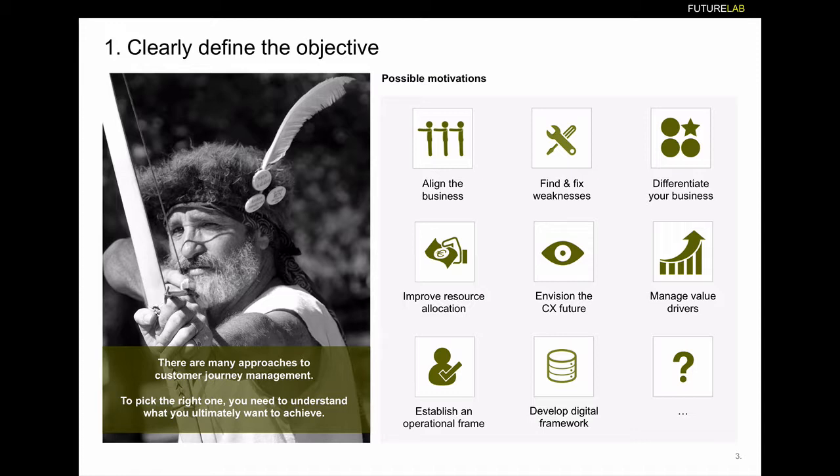So in other words, customer journey management can become a tool to align all the people who are around the table from the various parts of the business around the customer objectives. So that's the first motivation.